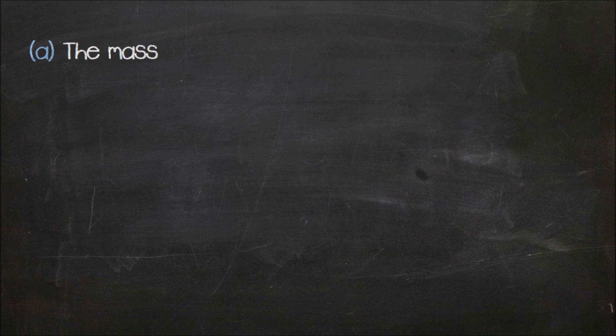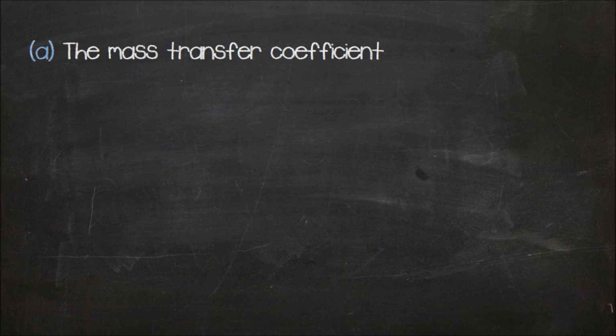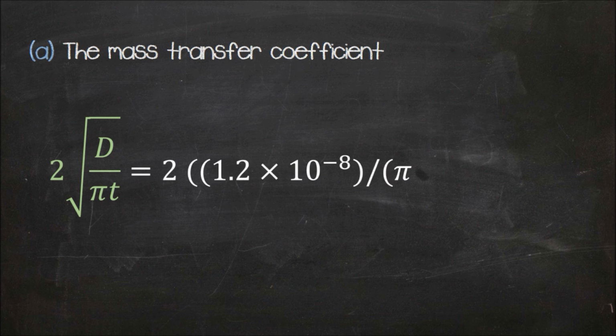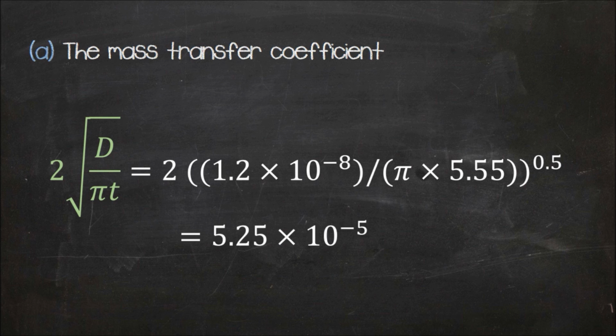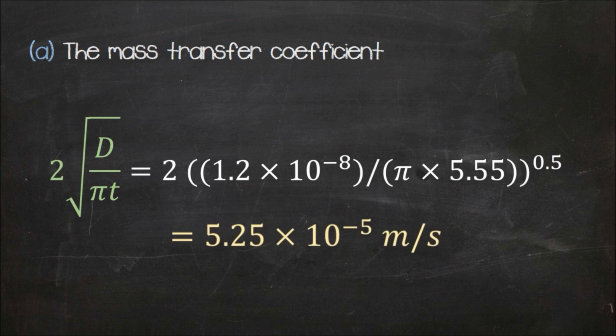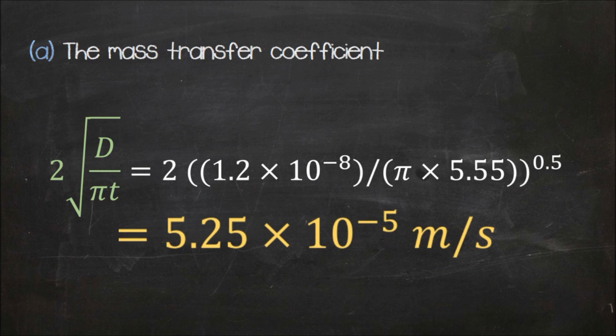Therefore, we can now solve for the mass transfer coefficient, which equals 2 times the square root of D over pi t. That would lead us to the equation 2 times quantity 1.2 times 10 raised to negative 8 over pi times 5.55, quantity raised to 0.5. Then that would give us the answer 5.25 times 10 raised to negative 5 meter per second.